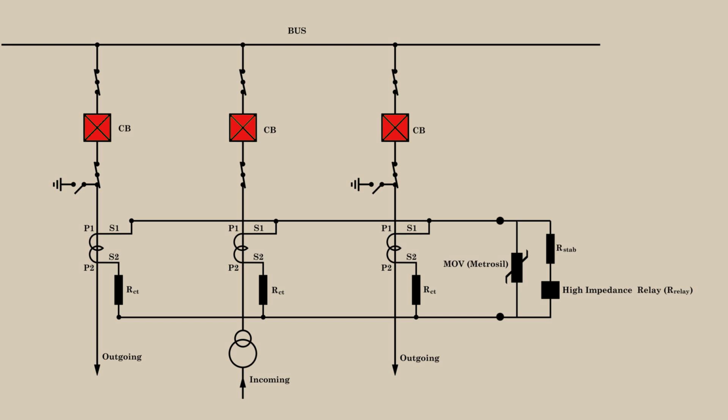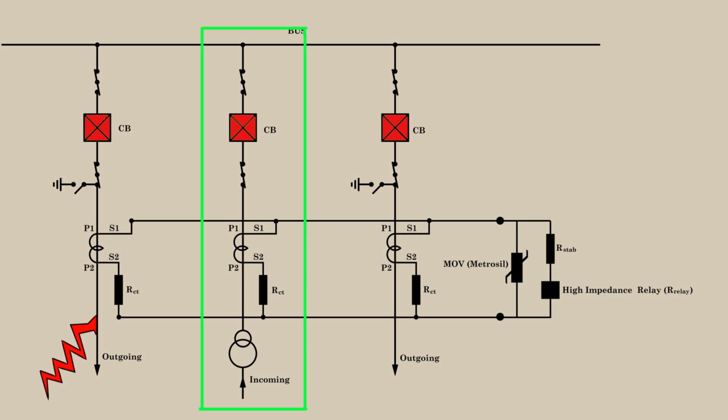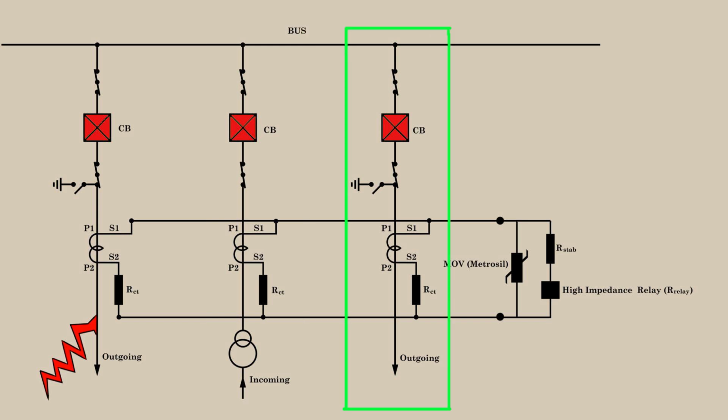Now, we will proceed to the step-by-step actual explanation of the high impedance bus protection scheme. Suppose a fault occurs at that point of the feeder. The fault current of that fault will be contributed by this incoming feeder or transformer and by this outgoing feeder. All because here we have considered that this outgoing feeder is connected to another power station and that power station is a part of the power network connected to the grid.